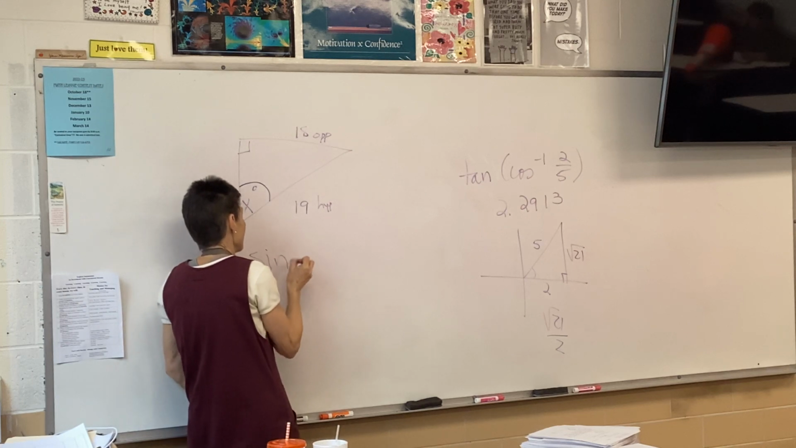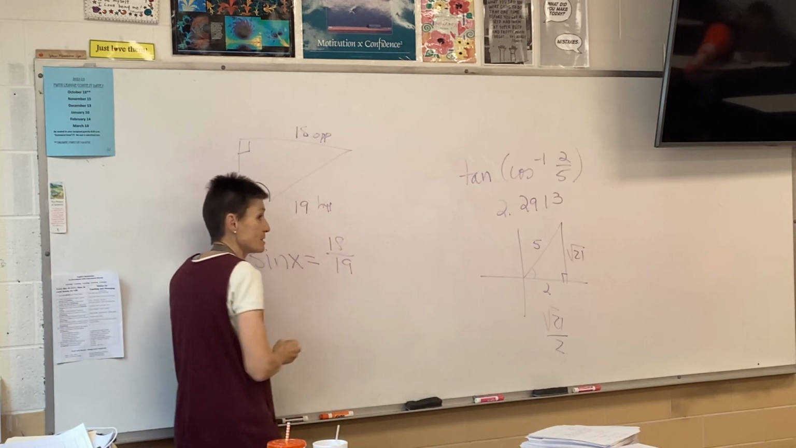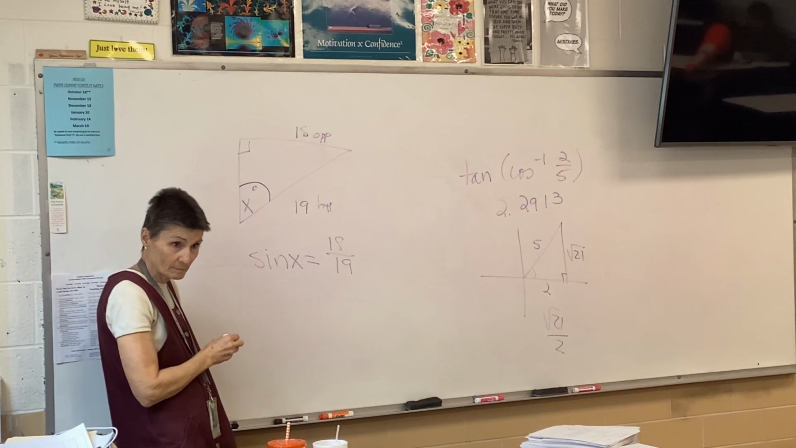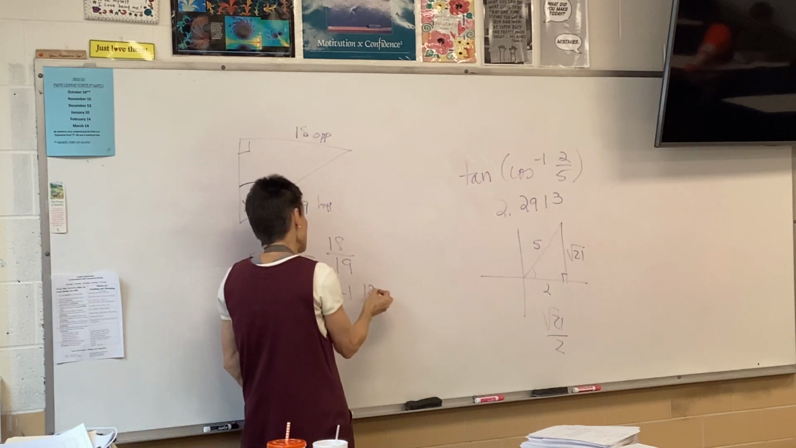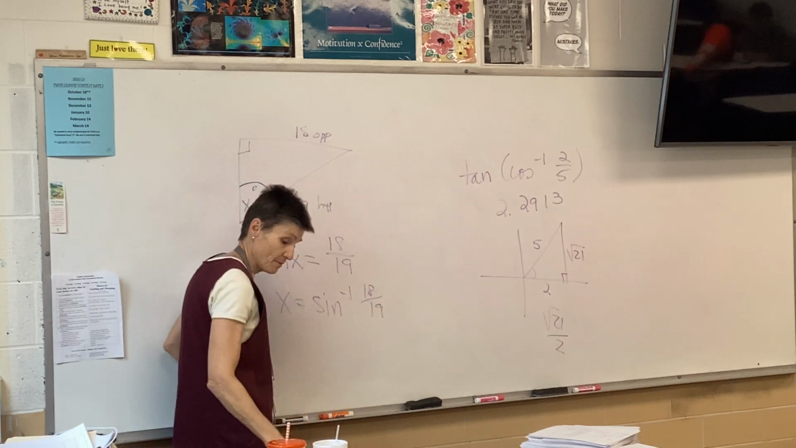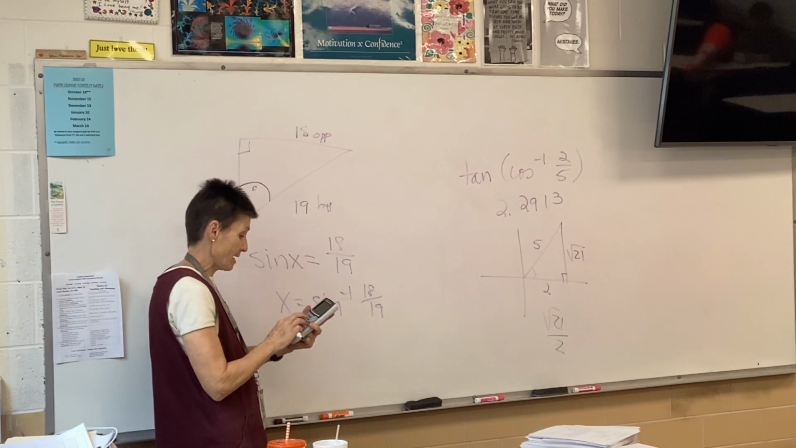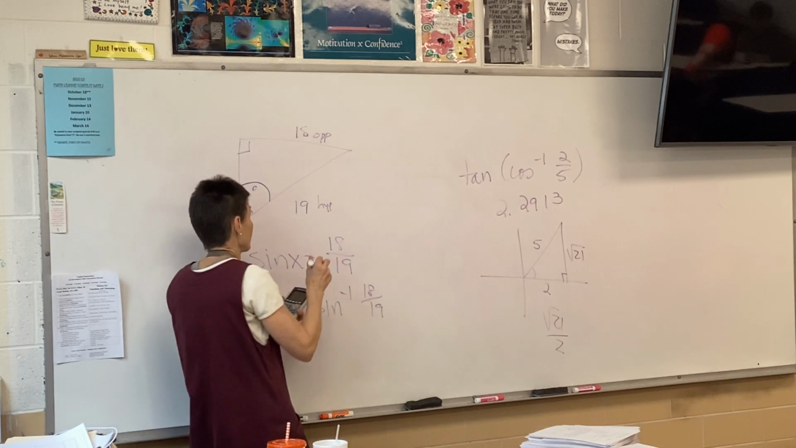Sine x equals opposite over hypotenuse. How do I type that in on my calculator? Second sine. Second sine, 18 over 19, and that will give me my answer. So second sine 18 divided by 19, 71.33.